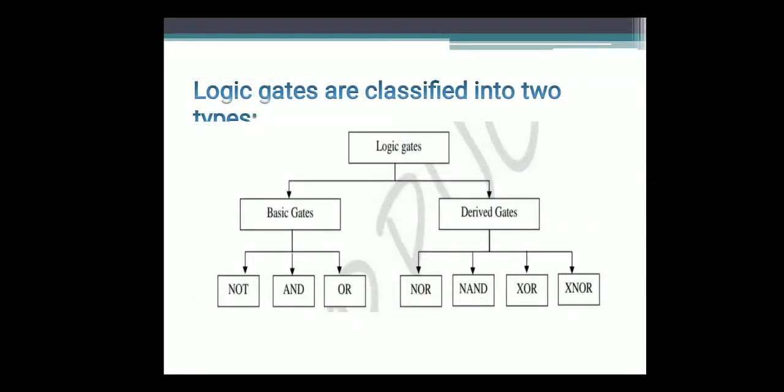Second, logic gates are classified into two types. One is basic gates, the second is derived gates. In the basic gates, we have three types: NOT gate, AND gate, OR gate. And in the derived gates, we have four types: NOR gate, NAND gate, XOR gate and XNOR gate. Let's discuss one by one.